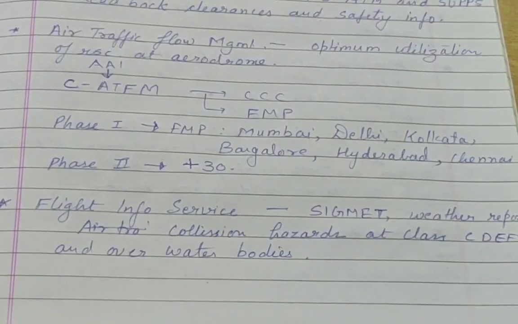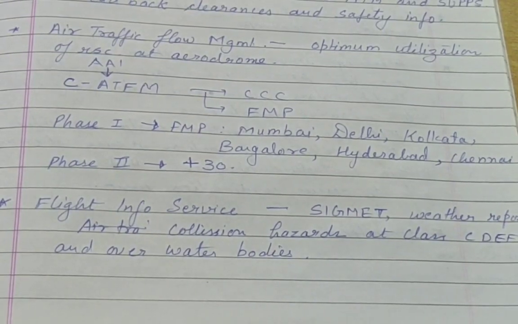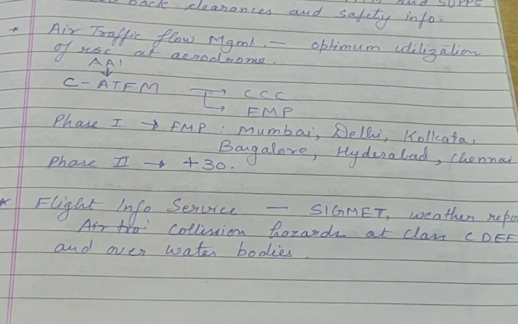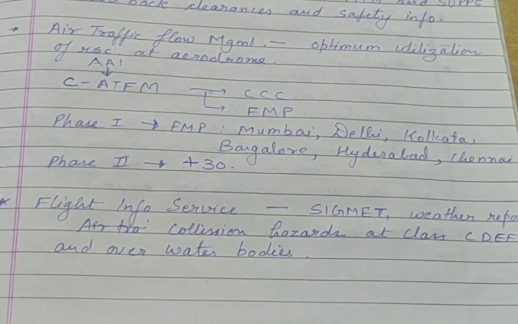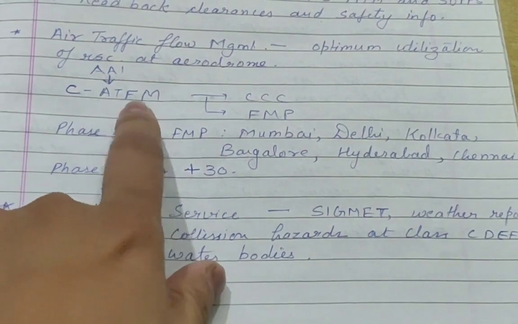Now there's something called air traffic flow management. As the name suggests, it means that an optimum utilization of the resources has to be done. The resources will include airspace and airports, aircraft, everything in the Indian airport has to be used at its maximum capacity. So here the Airport Authority of India has established Central Air Traffic Flow Management, which is CATFM.